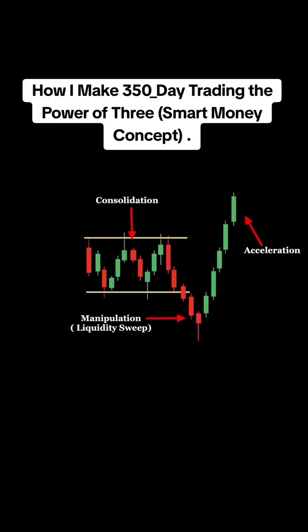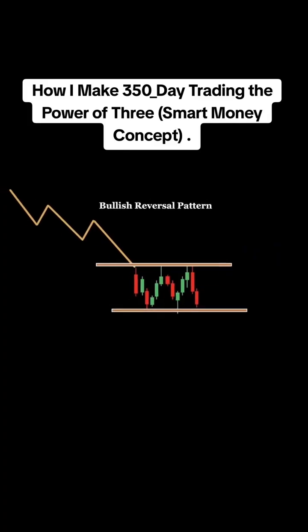The power of 3 consists of consolidation, manipulation, and acceleration. This is the blueprint for how smart money operates in the market. If you understand and apply this strategy correctly, you'll be able to catch significant moves and trade in sync with smart money. There are 2 types of power of 3 patterns.